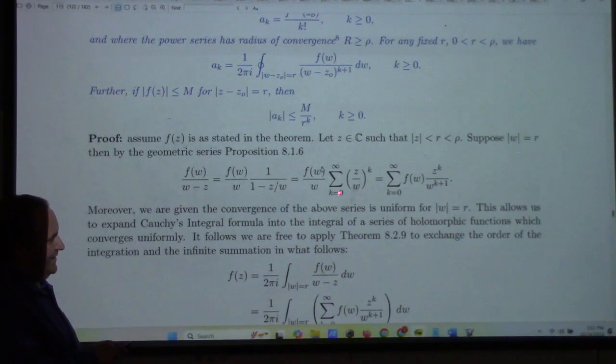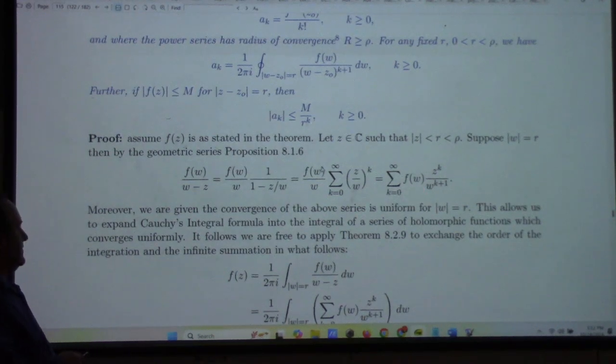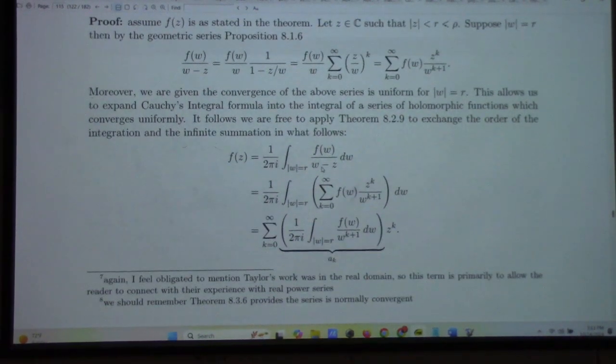So I can swap out this for that, and then bring the w back in. I've got f of w times z to the k over w to the k plus 1. We're also given that the convergence of the above series is uniform for radius r by the conditions given here. And so we can expand Cauchy's integral formula into a series of holomorphic functions, because this is straight up equal to that. I've got an integral of a series of holomorphic functions, which means I can exchange the order of integration and summation by the mathematics we looked at last class.